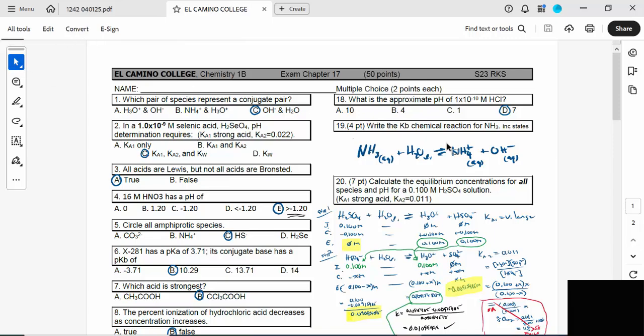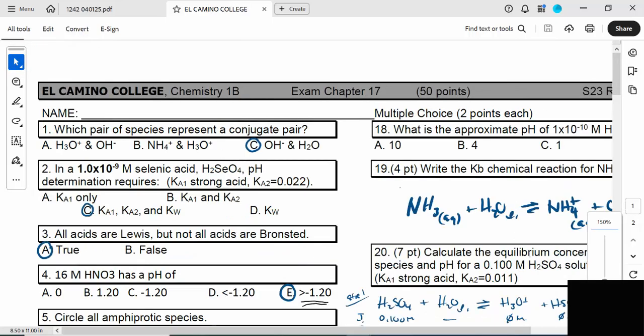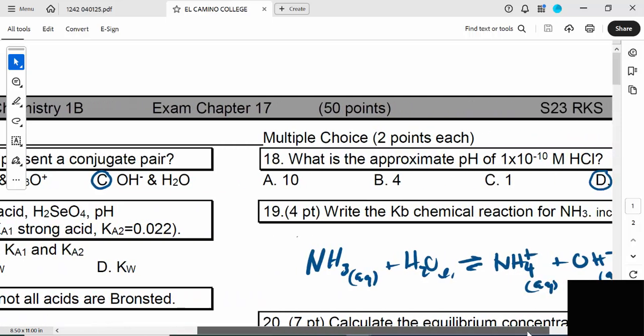I'll hand this back today. Just take a look at the key here.